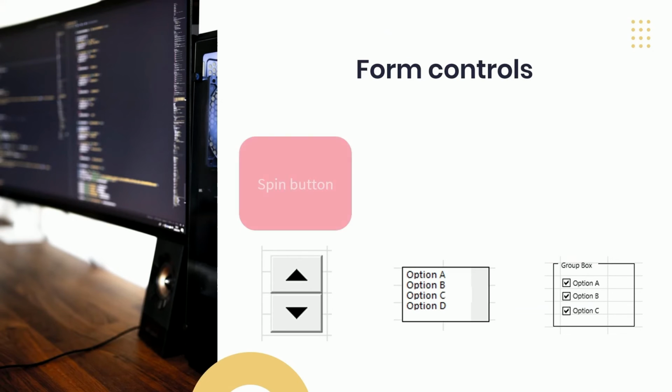We also have the spin button. This button is used to increase or decrease a value in a cell. After you've drawn the button, right-click on it and select Format Control. In the Control tab, you can change the configuration to whichever number you like. Then we have a list box. This is different from a drop-down box. You can create a list of items and then draw the list box. Right-click on the box, choose Format Control, select your input range and link it to the cells.